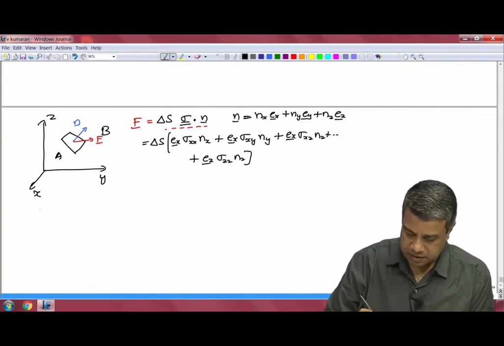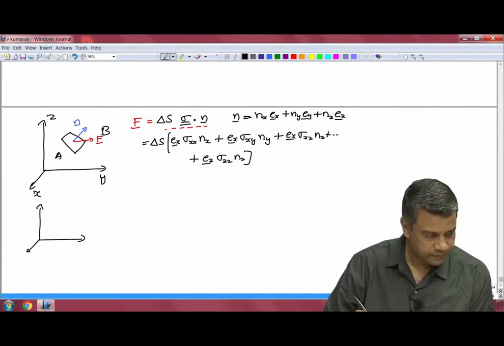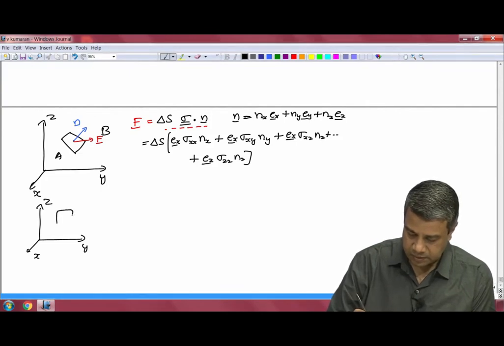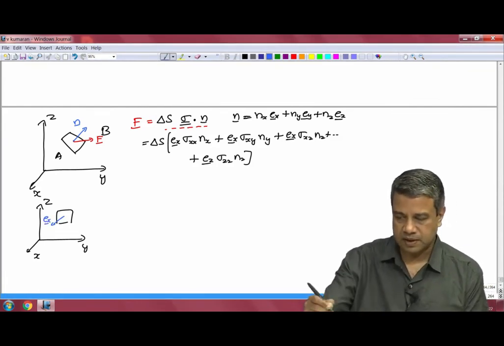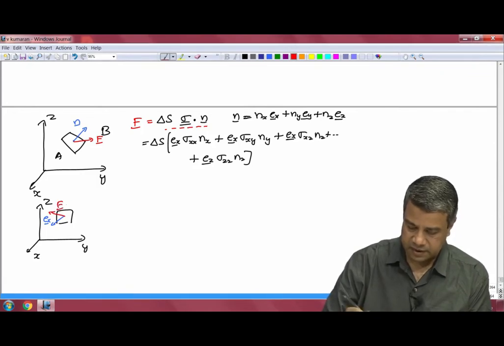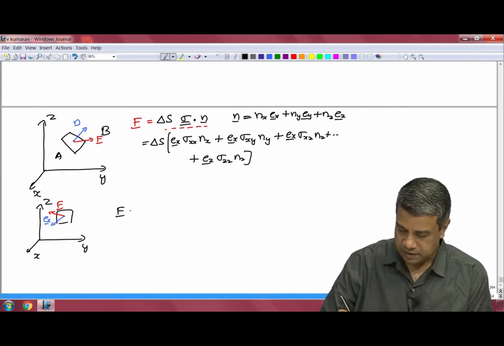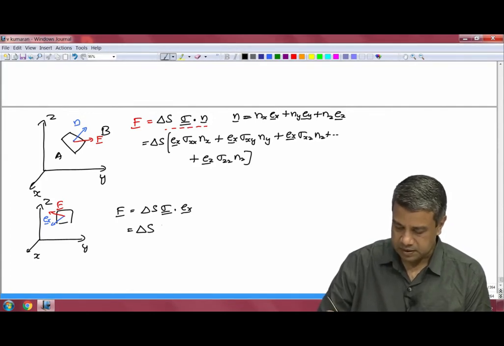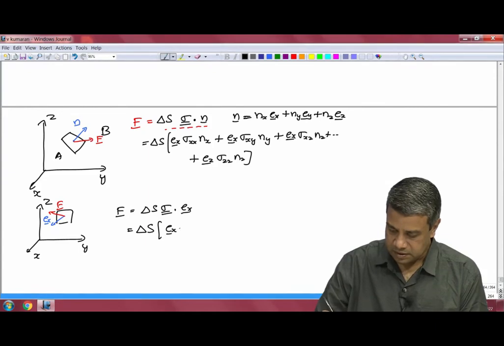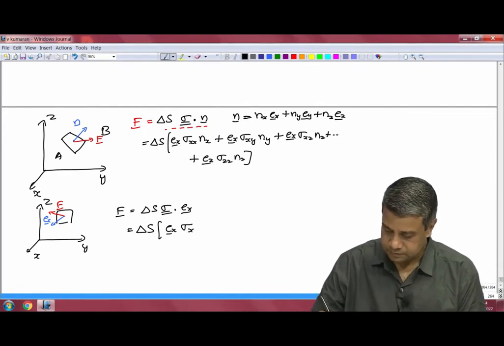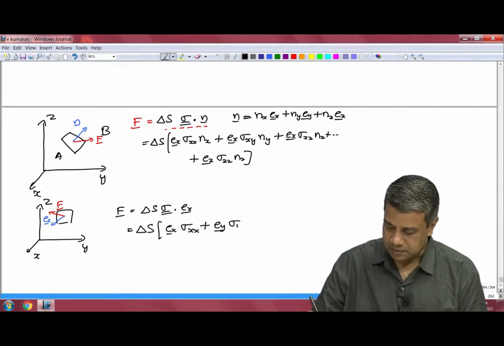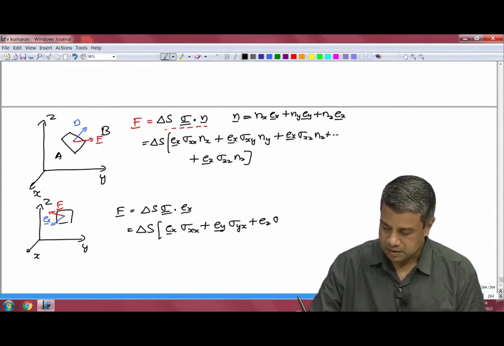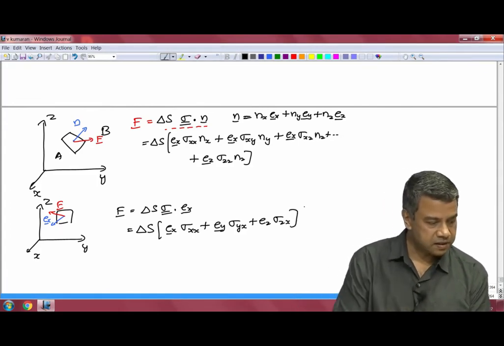Similarly, if I had a surface aligned with the unit normal in the x direction, and there would be some force F vector at the surface, then F is equal to delta S sigma dot Ex, which will be equal to delta S into Ex sigma xx plus Ey sigma yx plus Ez sigma zx. That will be the force that is exerted at that surface.